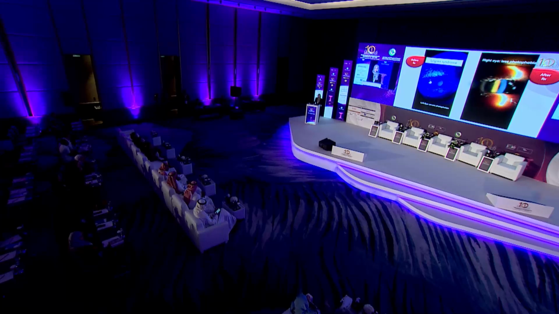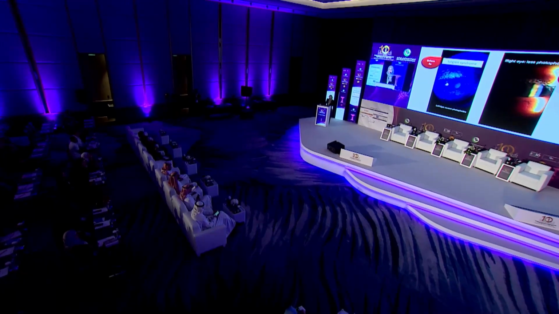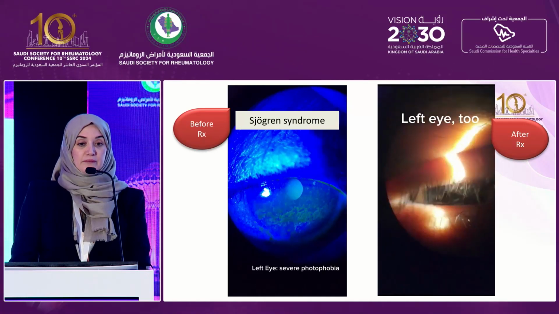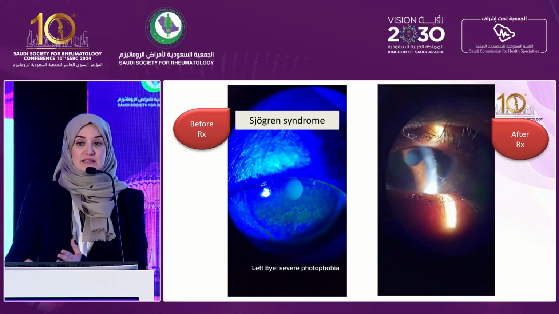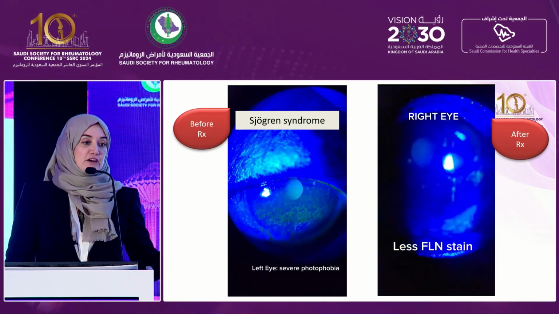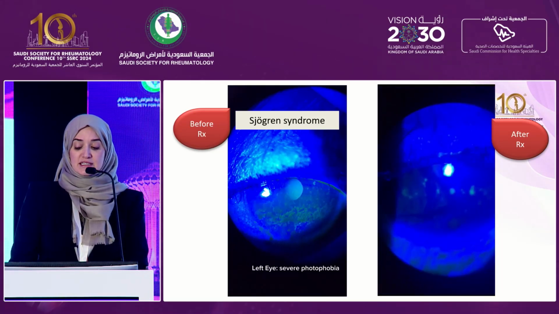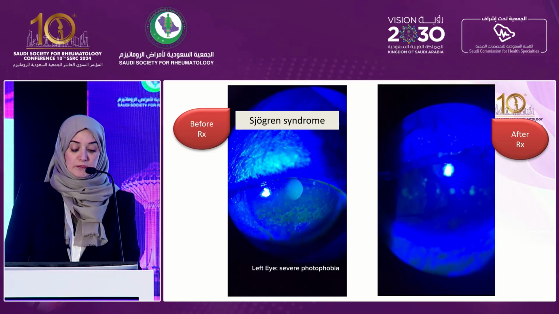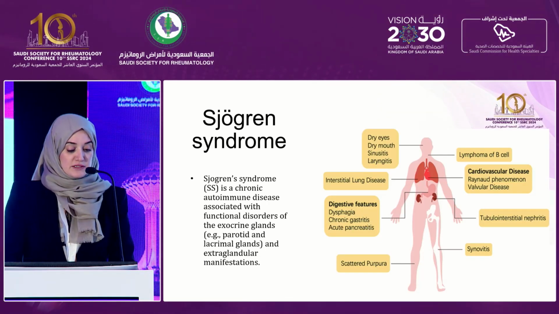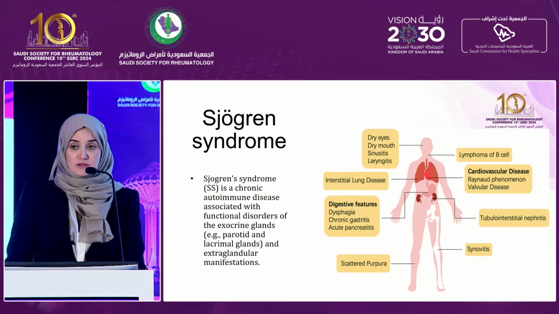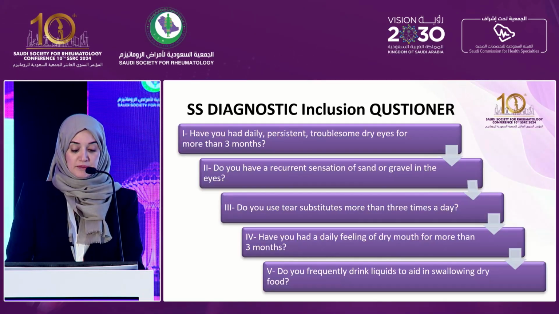Only after starting systemic treatment with pilocarpine, this lady was no longer photophobic and was improving from a debilitated, disabled lady to at least functioning and going out with her family. And her fluorescein staining went down to 1+. Now, Sjogren's syndrome is a chronic disorder, and it affects all the exocrine glands, so it's a systemic problem.